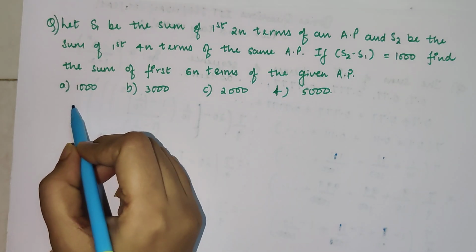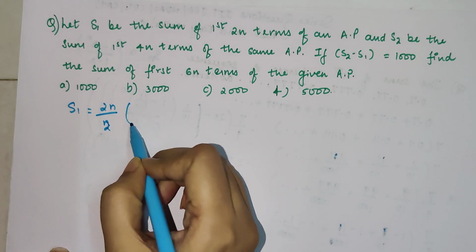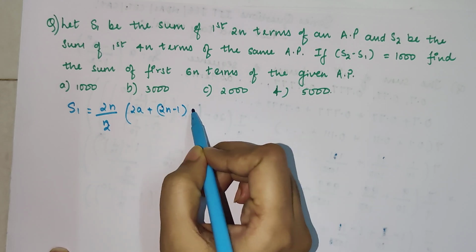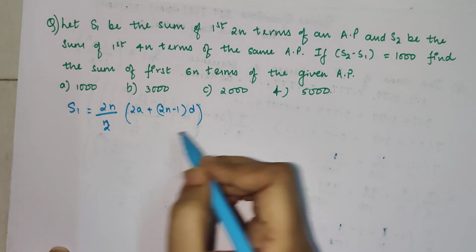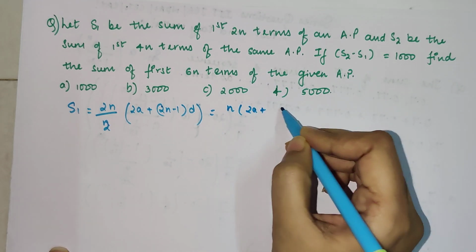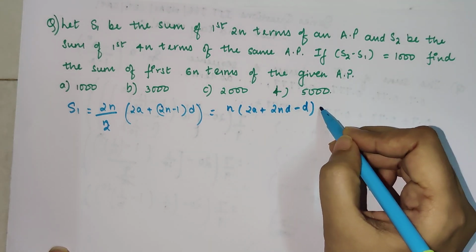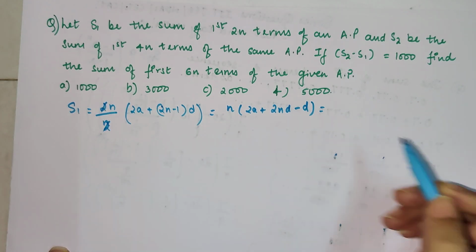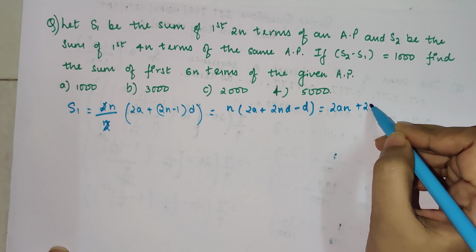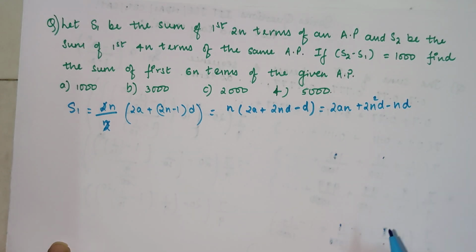So first let's find what is your S1. S1 will be 2n/2 into (2a + (2n - 1) d), right? So this will become n into (2a + 2n d - d). This now becomes 2an + 2n² d - n d.